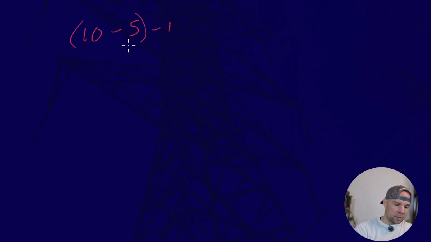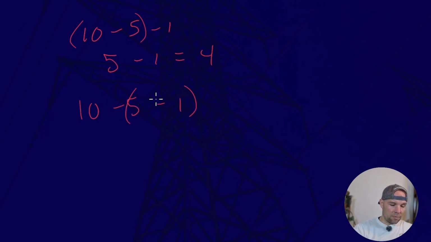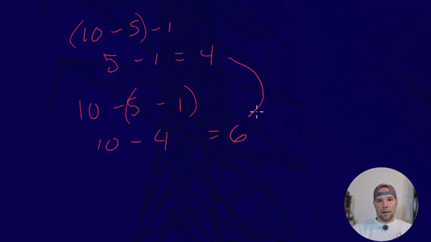Now, subtraction is also not associative, meaning you can't change the grouping in equations. For example, 10 minus 5 minus 1: if you do the 10 and the 5 first, 10 minus 5 is 5, and then minus 1 is 4. If you change the order in which you do that, and you do 5 minus 1 first, you get 10 minus 4, and 10 minus 4 is 6. These two are not the same answer because you changed the grouping. So it's also not associative like addition.